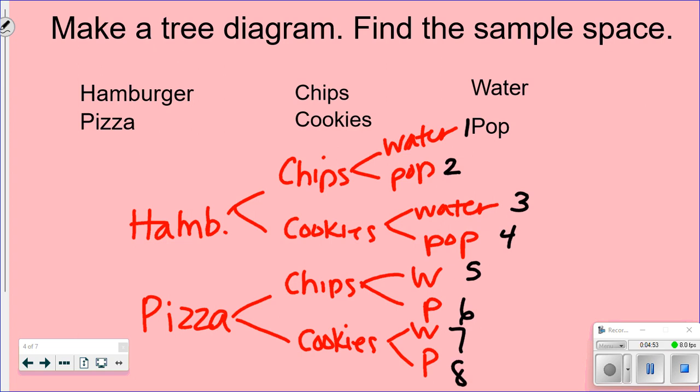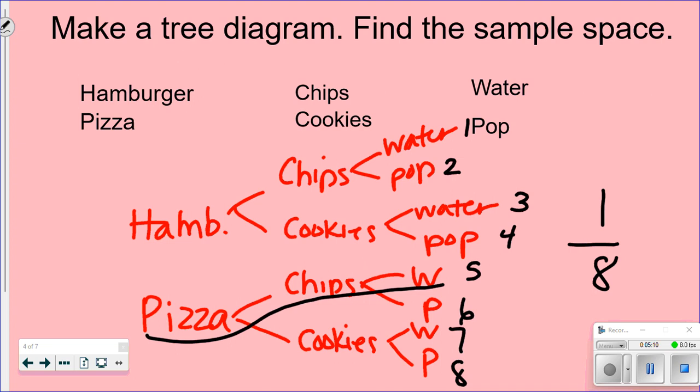Now, if I asked you for the probability of me having pizza, chips, and water, here's my pizza, chips, and water. I have 8 possibilities, but only one will be pizza, chips, and water. So that's how you do a tree diagram. You have to make sure that you get everything in there.